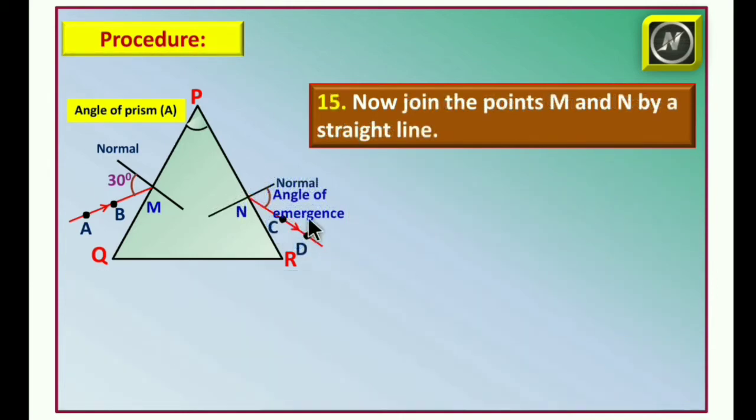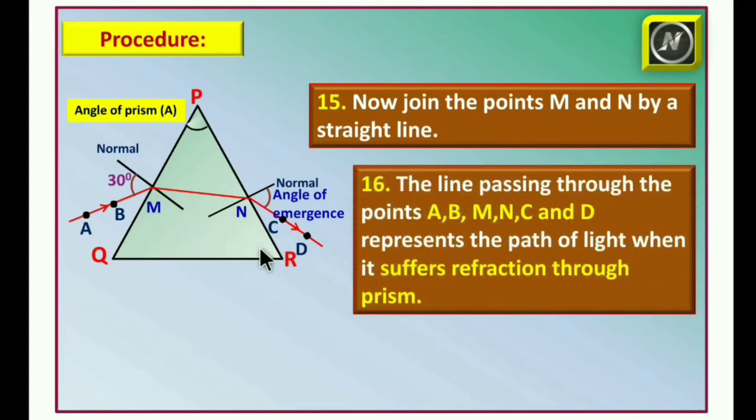Now join the points M and N by a straight line. The line passing through the points A, B, M, N, C and D represents the path of light when it suffers refraction through the prism.